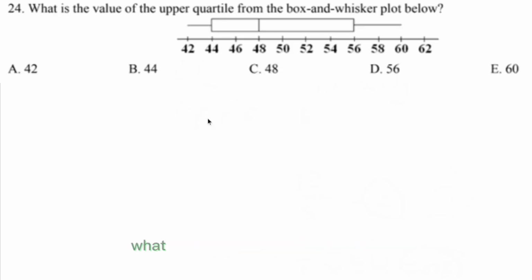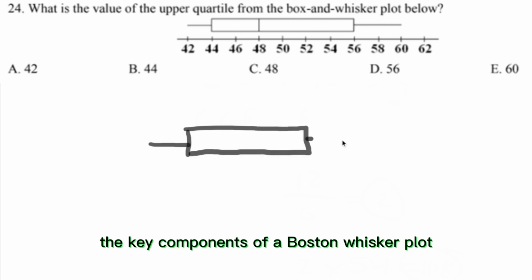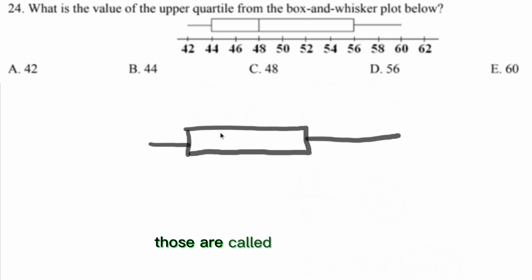Number 24. What is the value of the upper quartile for the box and whisker plot below? So first you need to know the key components of a box and whisker plot. These tails on the end, those are called your whiskers. Whichever side is shorter, that's the way the data is leaning in the box and whisker plot. Then you have your box.